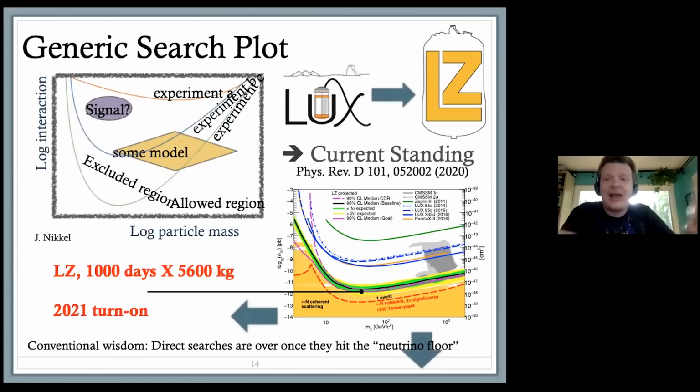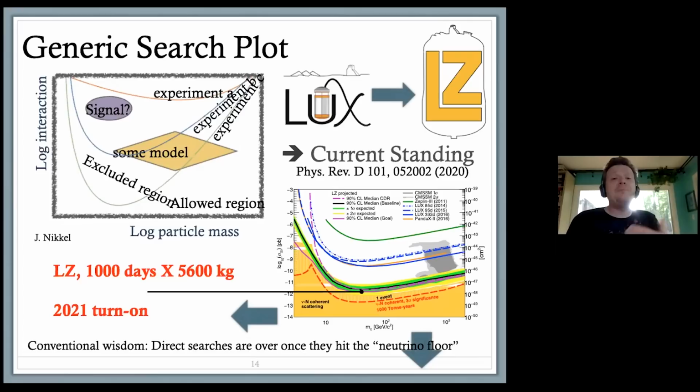And this is the cartoon on the left. But on the right is a real version of this plot. And so these lines up here are old experiments. And then the lowest lines here are projections of the next generation experiments like LZ that I work on that are taking over from LUX. And this orange you see here, that's when you build your dark matter experiments so big that, unfortunately for you, it becomes a neutrino experiment.